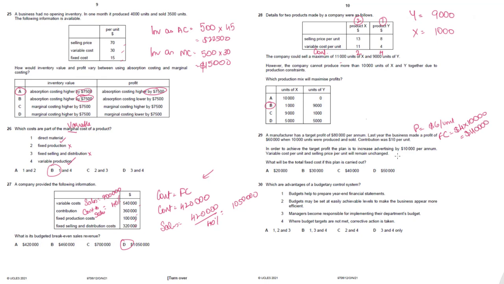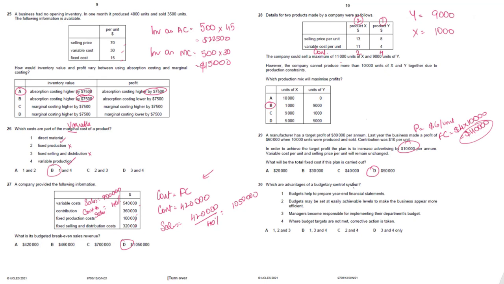In order to achieve the target profit, the plan is to increase the advertising cost by 10,000. Variable cost per unit and selling price per unit will remain same. In other words, contribution per unit will remain same. What will be the total fixed cost if the plan is carried out? Very simple. 40,000 plus 10,000. Old fixed cost plus new fixed cost. 50,000. 29D.